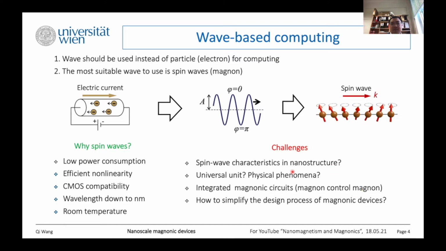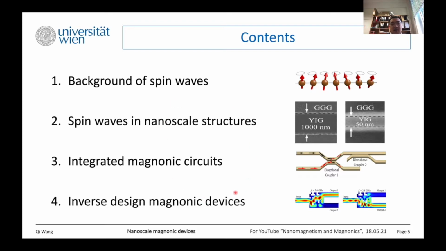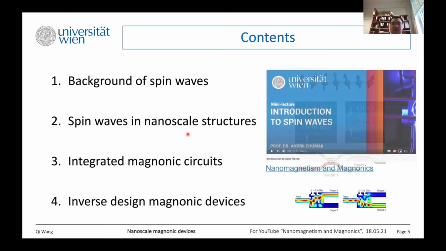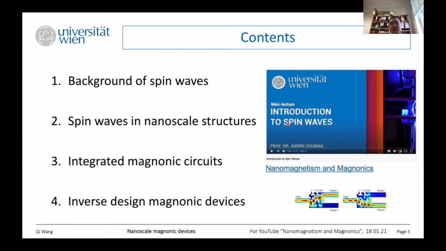Following these 4 questions, my talk has been divided into 4 parts. First, I will briefly talk about the background of spin waves. The second one, the spin waves in nanostructures. The third one is integrated magnonic circuits. And the last one is our recent results about inverse design magnonic devices. For the first 3, if you are interested, there is a lecture on a YouTube channel given by Professor Andrii Chumak, Introduction to Spin Waves. You can just type nanomagnetism and magnonics in YouTube to find this lecture.